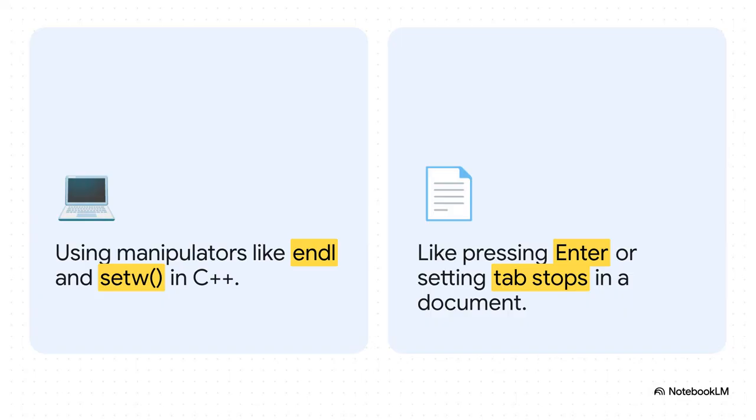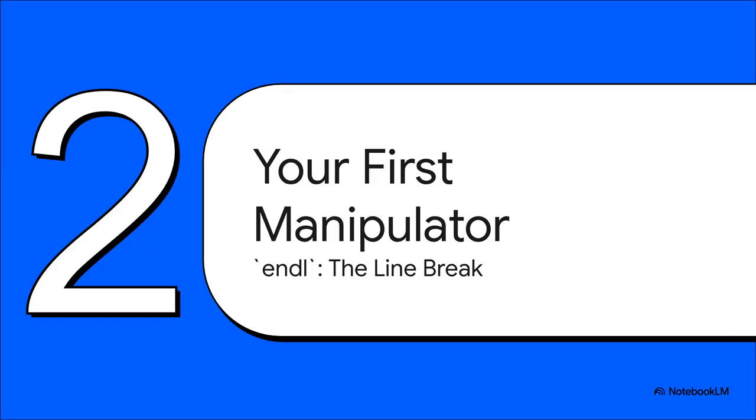Here's a really great way to think about it. Using manipulators in C++ is a lot like formatting a text document. Using endl, that's just like hitting the enter key to start a new line. And using a function like setw, which we'll get to in a sec, is kind of like setting tab stops to get all your text lined up in perfect columns. See? It's pretty intuitive.